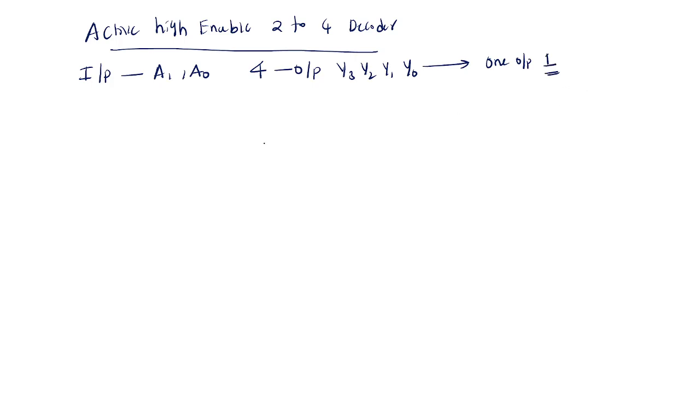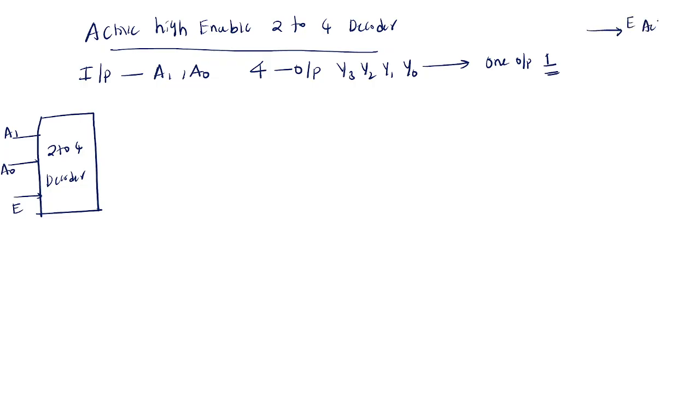So if you see the block diagram, this is a 2 to 4 decoder. Two inputs are there, A1 and A0, and an enable pin. If the signal is given directly, this is active high. Active high means when E equal to 1, the decoder is in active state, and when E equal to 0, it is in deactive state; the decoder will be off.